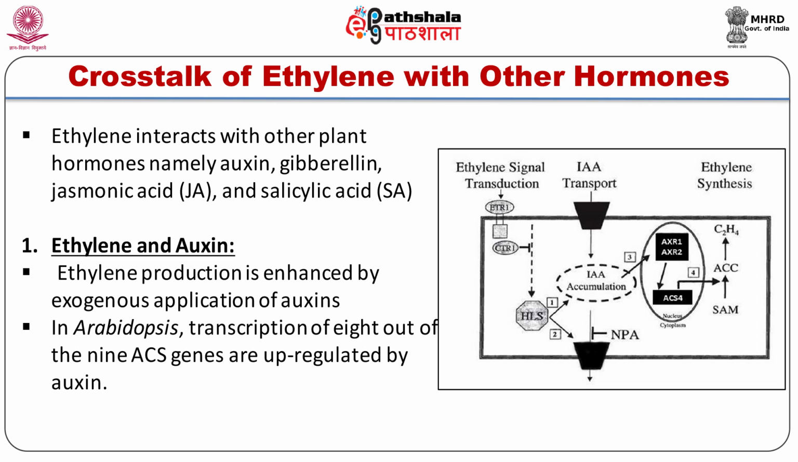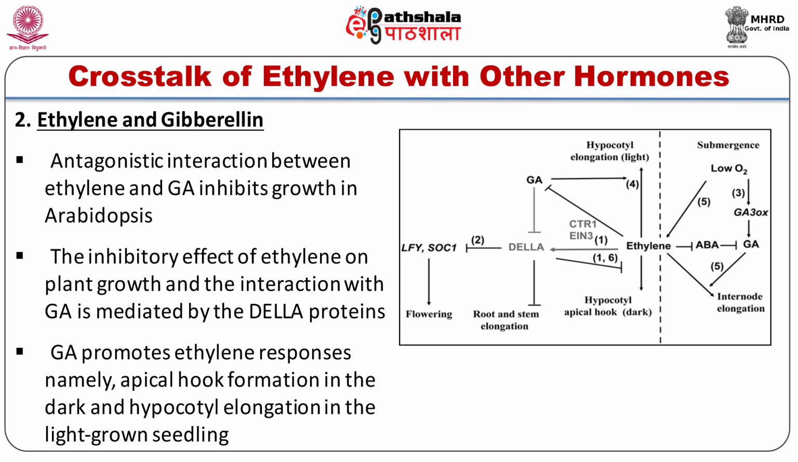Ethylene mediated upregulation of hookless 1 gene expression, which facilitates apical hook formation, is achieved by modulating the levels and transport of auxin. The complex interaction between ethylene and gibberellic acid demonstrates both negative and positive reciprocal effects. The mode of interaction between ethylene and jasmonic acid is determined by the developmental and environmental circumstances. Antagonistic interactions between ethylene and GA inhibit growth in Arabidopsis.